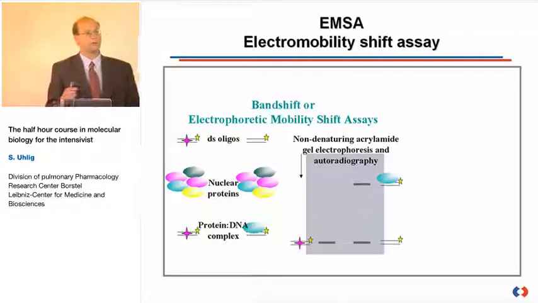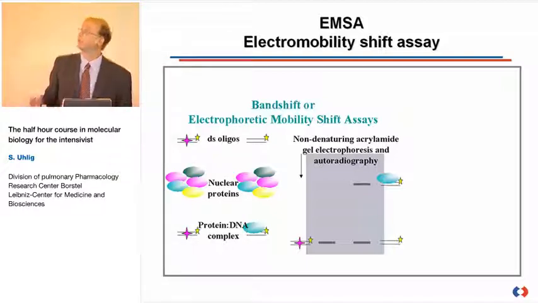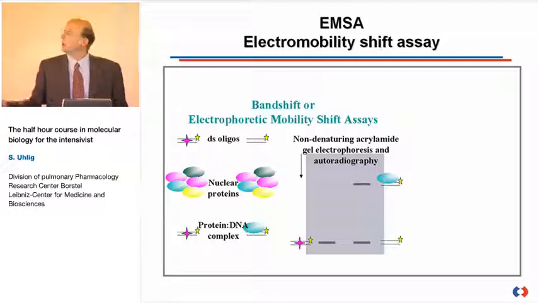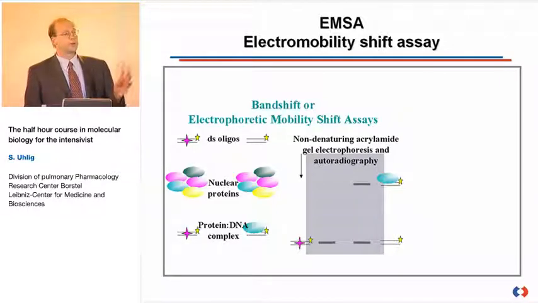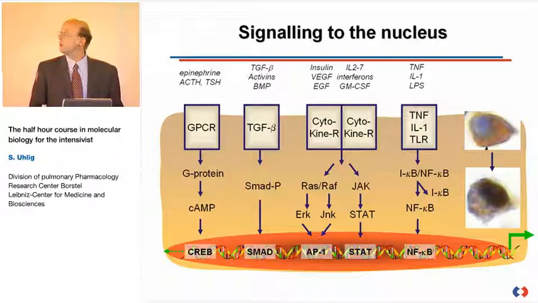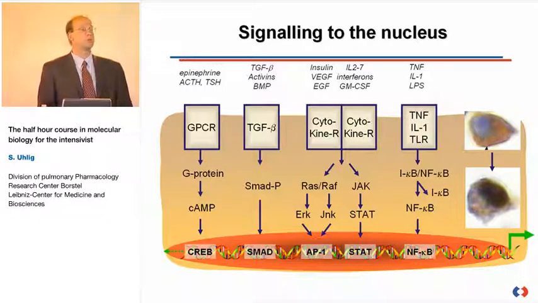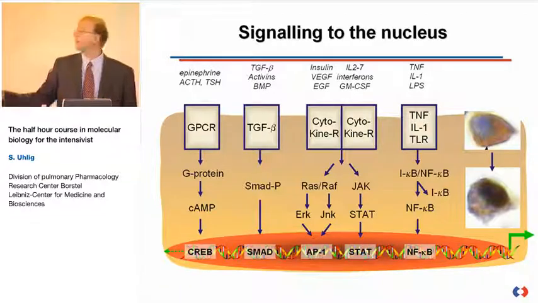And since you will also see a lot of EMSA pictures, I will briefly explain to you how this works. What you do is you first start by preparing a nuclear extract. So if you look back, you isolate the nuclei and prepare extracts of those nuclei, and that's what you work with. And of course, what you want to know is, has NF kappa B moved into the nucleus or not? So that's what you work with.